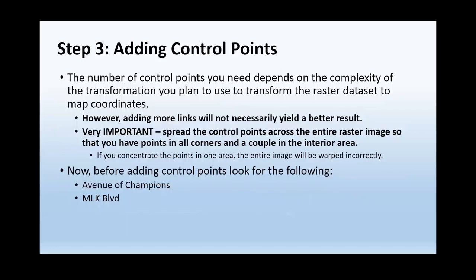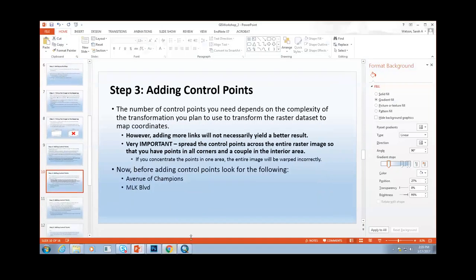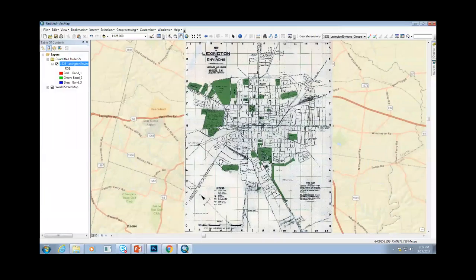And so you're going to add a series of these. You don't want to go overboard though. There's maybe a tendency to think, oh, the more I add, the better it'll automatically be. You want to be more strategic in how many you add. One of the things that you might be tempted to do is add a bunch of points in one corner, and that's not going to help you. You want to add control points in all four corners, and then maybe a couple in the middle section.